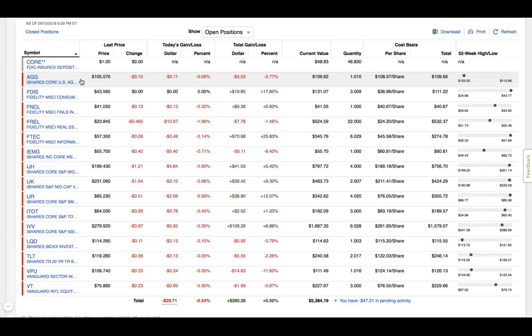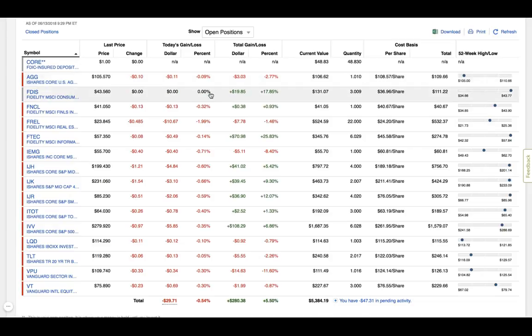All right, so let's go ahead and start going down the list. The first one you see here is AGG, and this is the U.S. aggregate bond market. So this pretty much holds any bond you can think of, whether it's government bonds or long-term bonds. This also holds a little bit of corporate bonds. It's basically a representation of the entire bond market, okay?